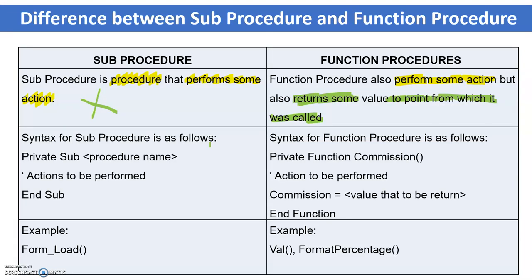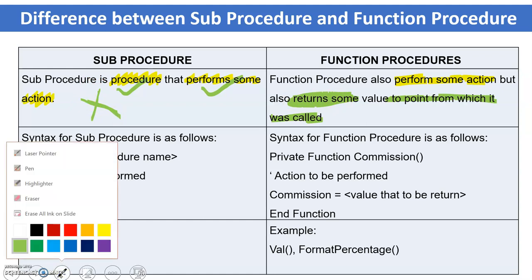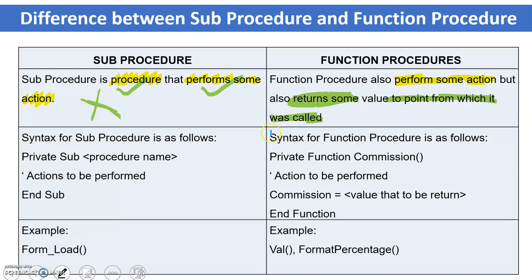So we are talking about the difference. Yes, sub procedure and function both perform some operation, but a function returns some value, while a sub procedure never returns any value. This is the first difference. Then the second difference is about the syntax. The syntax of the sub procedure is something like this. First you need to write Private, then Sub, then the name of that particular procedure, then some statements, and write down End Sub, right? It's simple.